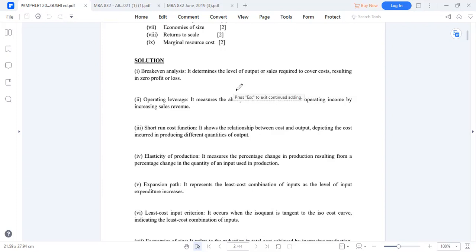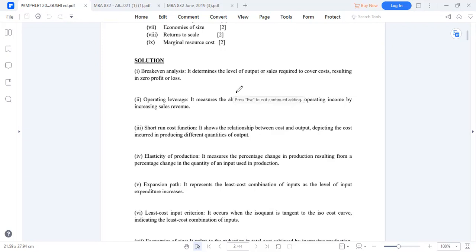An expansion path is simply a graphical representation that shows the least cost combination of inputs as the level of input expenditure increases. So it shows you a bundle of combinations of labor and capital that will give you the least cost combination. So we also have what we call least cost input criteria.